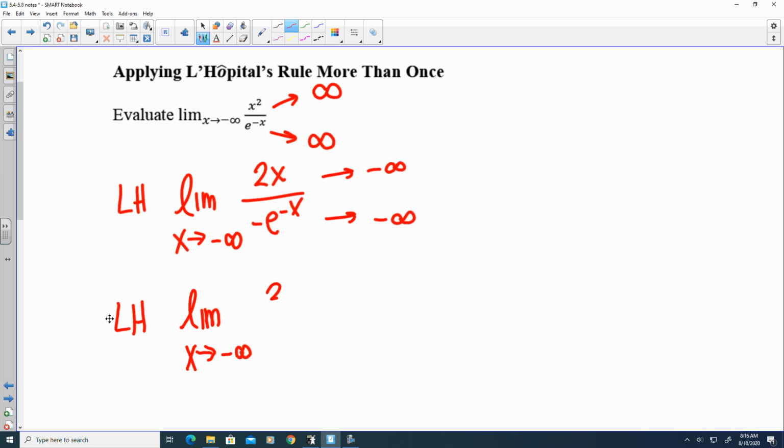The top becomes 2 and the bottom becomes e to the negative x. Obviously 2 approaches 2 and e to the negative x, as we talked about before, approaches infinity. When we have a number over infinity, that is 0. Because we essentially think about that as a 2 on top and a very, very large number on the bottom, which gives us an approximation of 0.